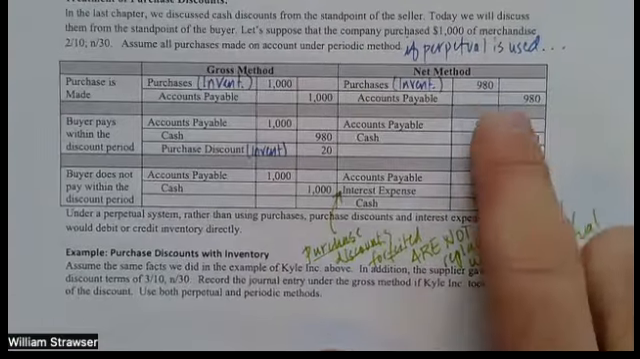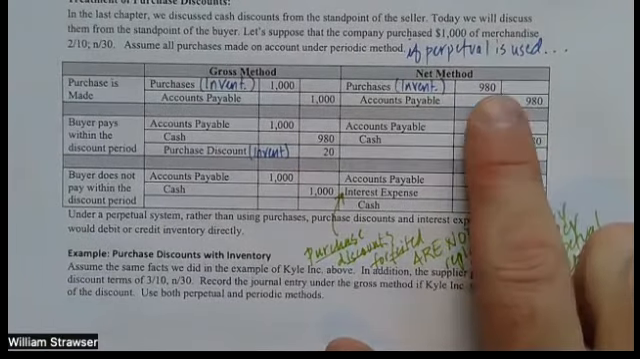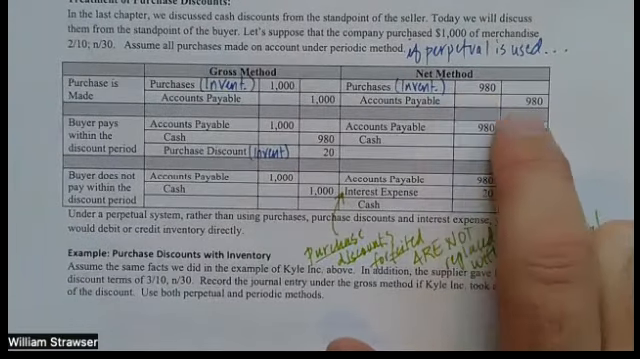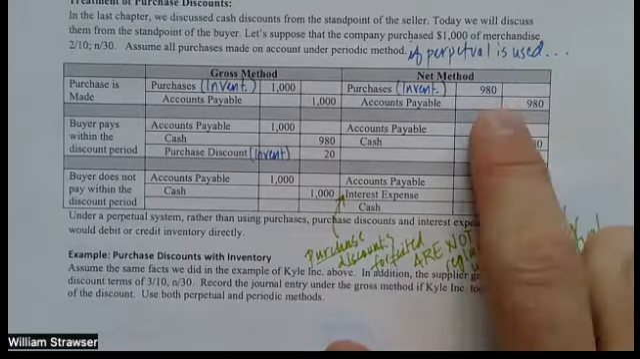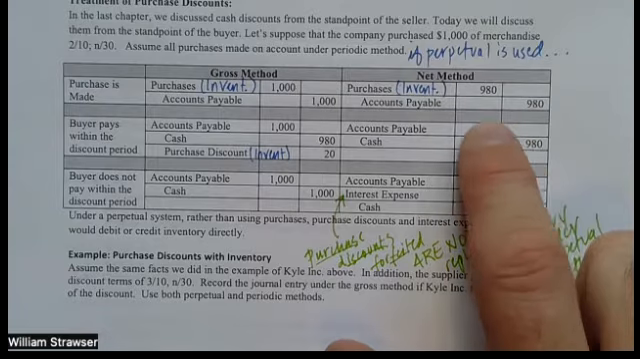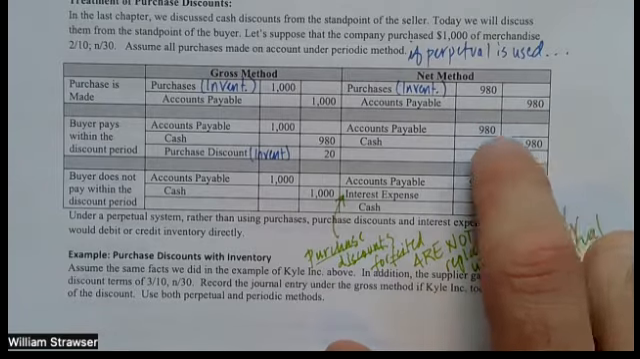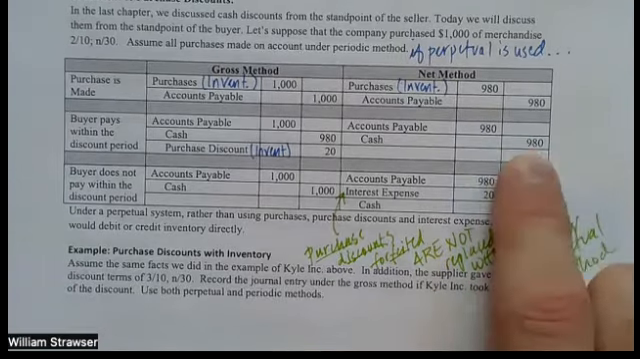Under the net method, I assume I'm taking the discount, right? I record the inventory at the discounted price. I record the payable at the discounted price. When I take it, because I assumed I was going to take it, everything works out, right? The payable is at $980. Well, I'm only paying $980 because I'm paying within the discount.